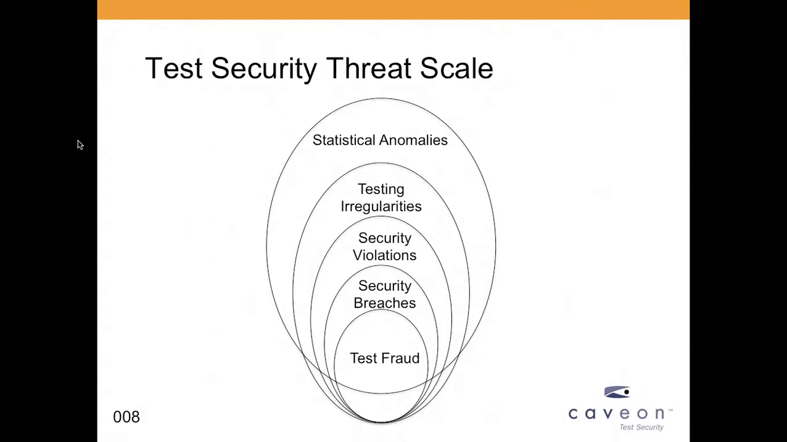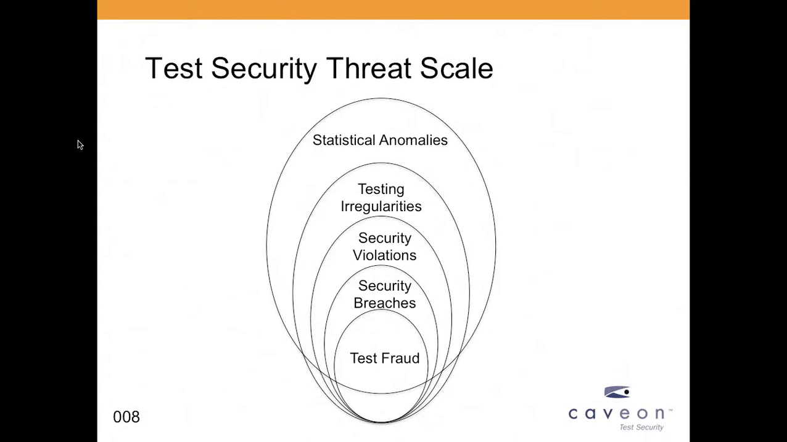So this graph here, this test security scale, is something I came up with as I was writing a chapter about a year ago. And we are measuring statistical anomalies with data forensics. So these are unusual things. They don't fit our models.